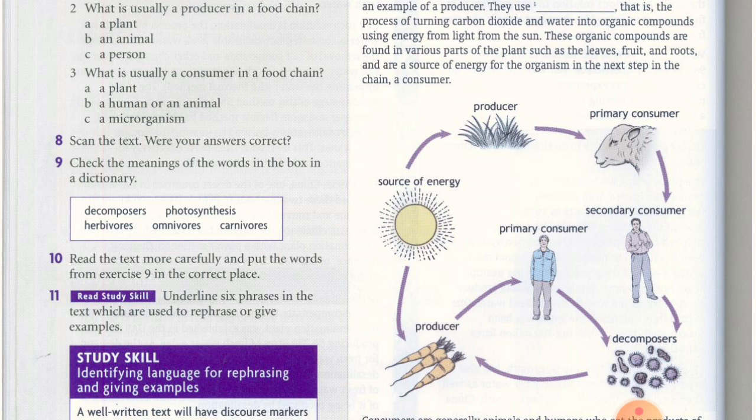Herbivores. It is a noun, animals which only eat grass and plants. Omnivores, it's animals which eat everything, plants and other animals or meat. Carnivores, animals which eat only meat.